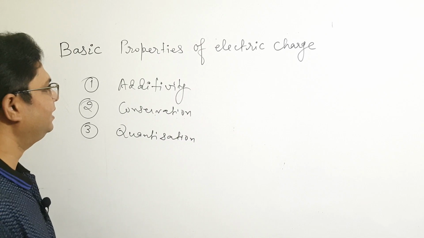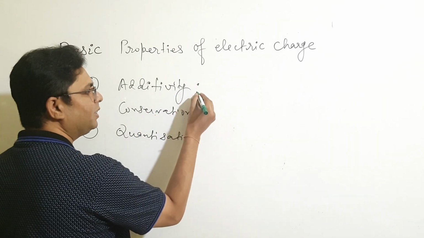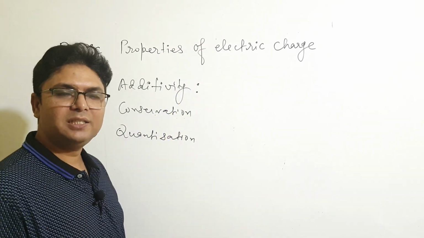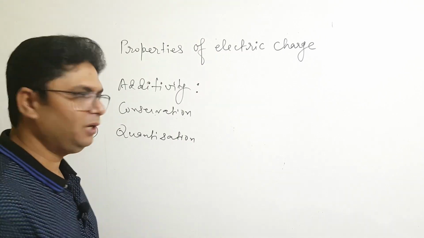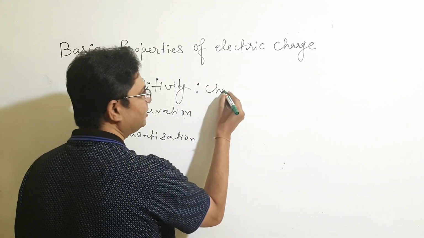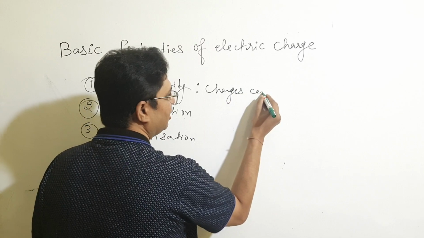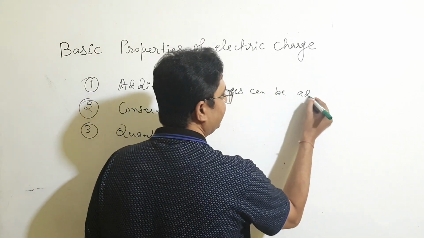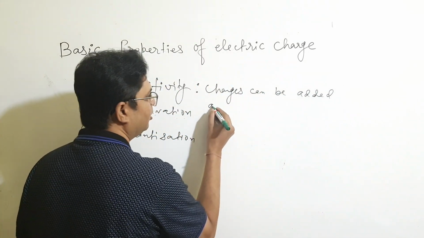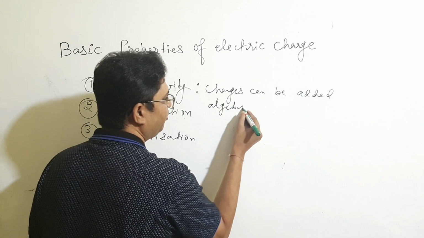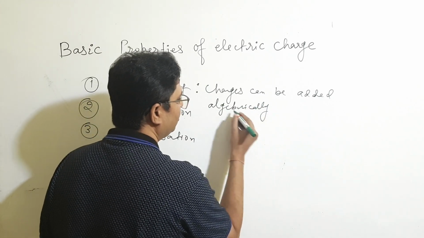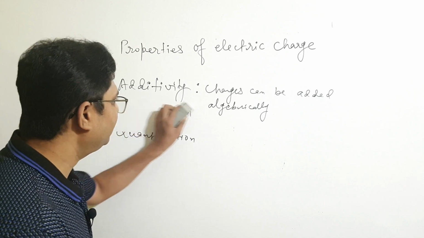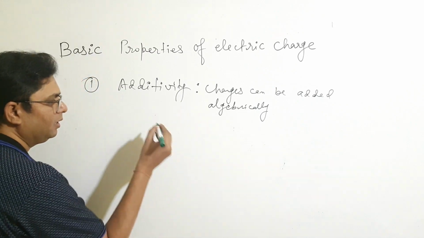The first property is additivity. This property says that charges can be added algebraically. Let us understand this first property with some examples.